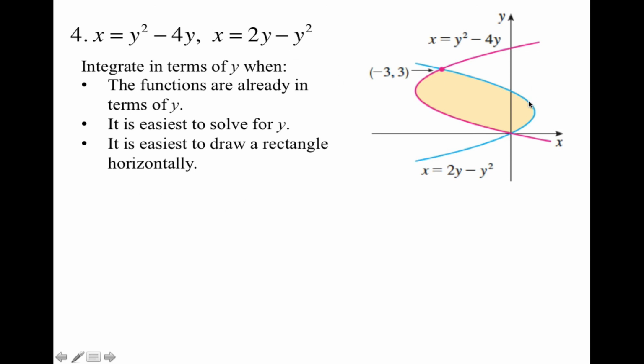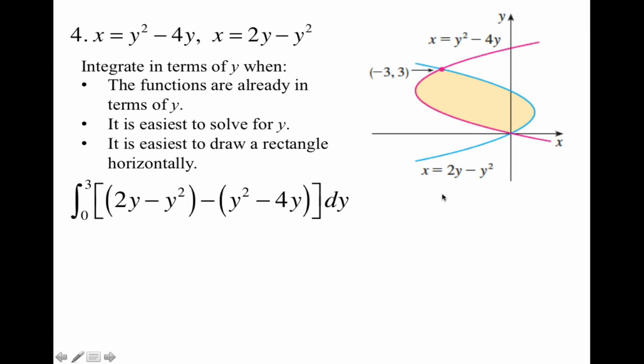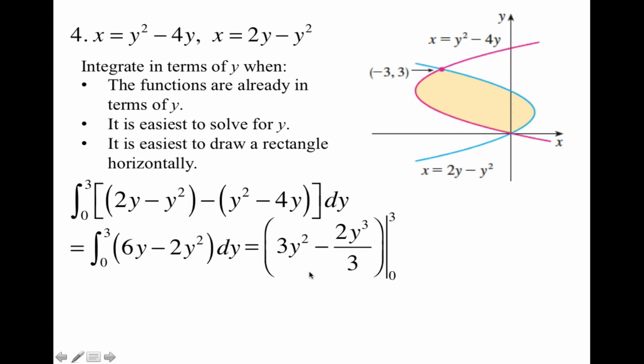So I'm going to do right curve minus left curve. In this case, my right curve is the 2y minus y squared minus the left curve, which is y squared minus 4y. And I'm going to integrate from 0 to 3 because that is where my two graphs intersect in terms of y, the y values of their intersection points. So I'm going to go ahead, simplify, integrate, evaluate, so I get an area of 9.